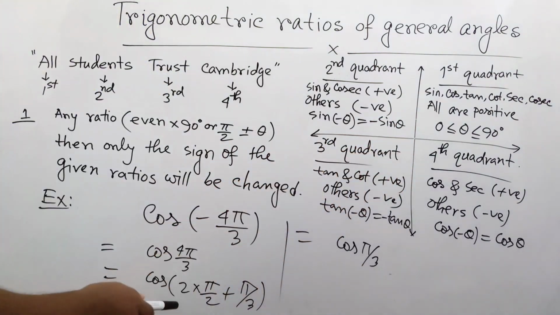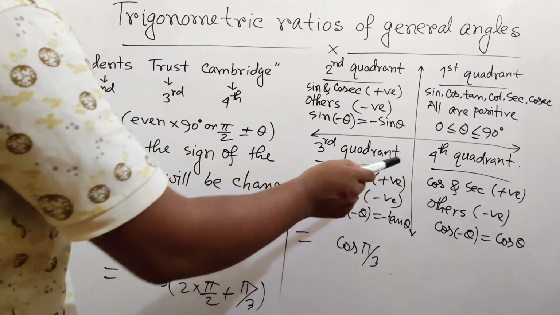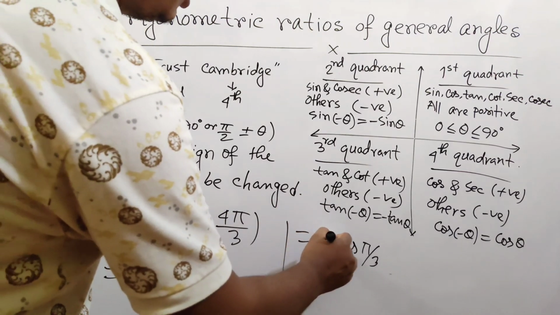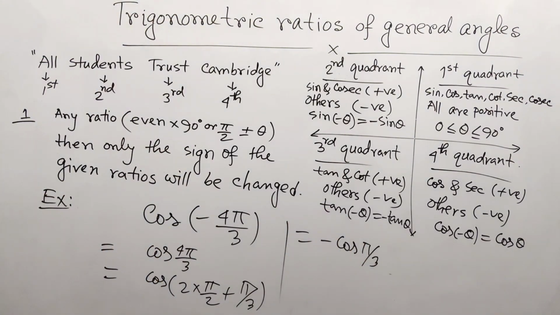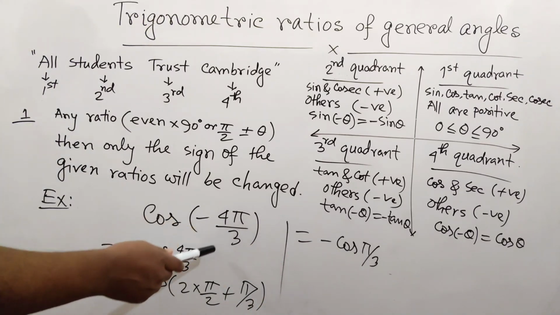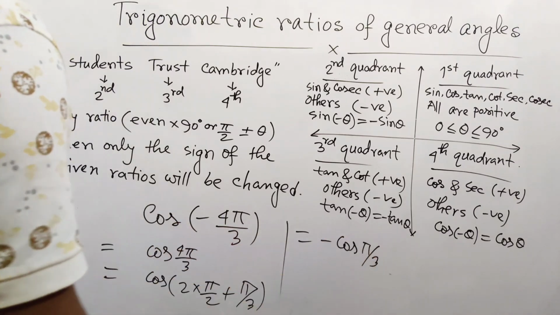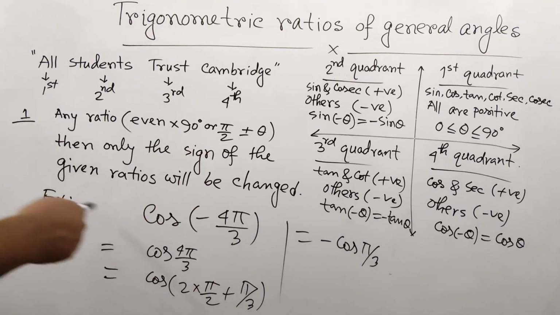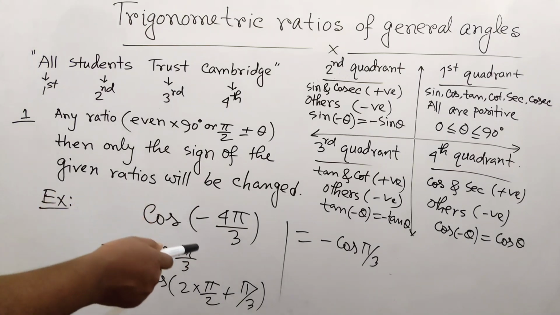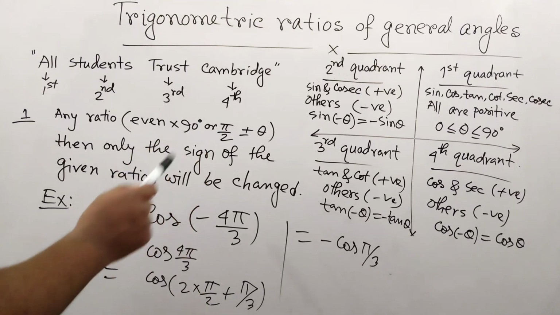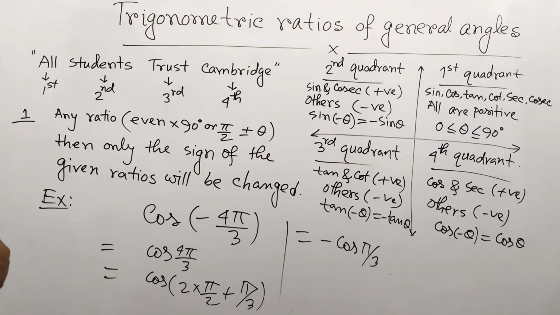That means the position of this cosine is in the 3rd quadrant. We know that in the 3rd quadrant cosine is negative, so you must put a negative sign here. So this is the answer: cos of negative 4 pi over 3 equals negative cos pi by 3. That means both values will be the same. In that way you can easily find any ratio if it is an even multiple of 90 or pi by 2. Okay, now I'll show another rule.